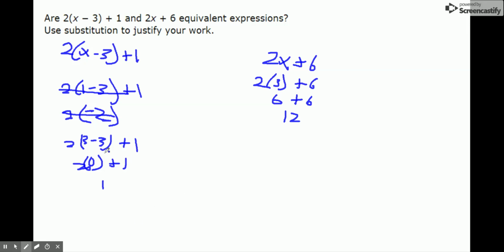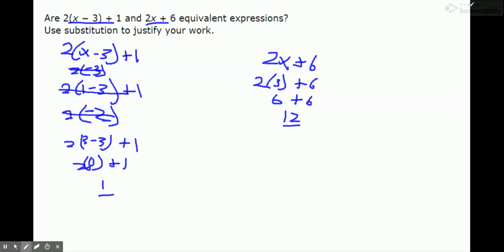I might want to try 4 too, but I also want to try 0 just to show you why that wouldn't necessarily be valid here. If I put a 0 in for x, 0 minus 3 would be negative 3. Then 2 times negative 3 ends up being negative 6, plus 1 would be negative 5. For 2x plus 6, 2 times 0 is 0 plus 6 is 6, so these wouldn't work out to be equal even with 0. But 0 is not a valid substitute. We could try 4 again, and they again wouldn't come out to be equal. So these are not equivalent expressions.